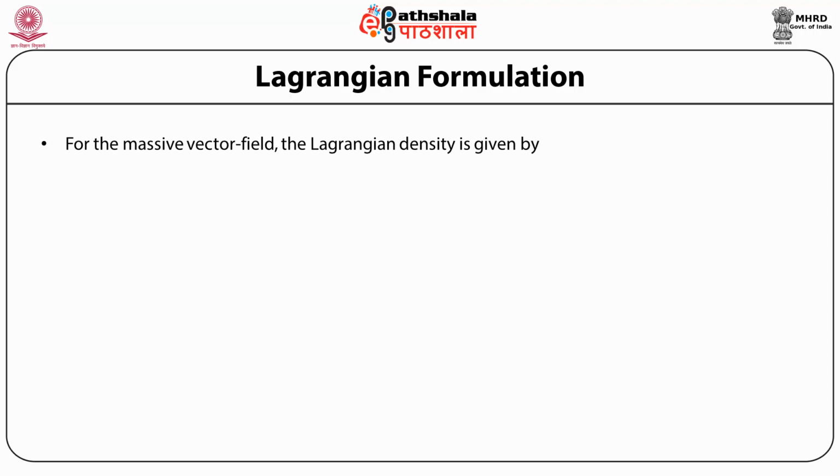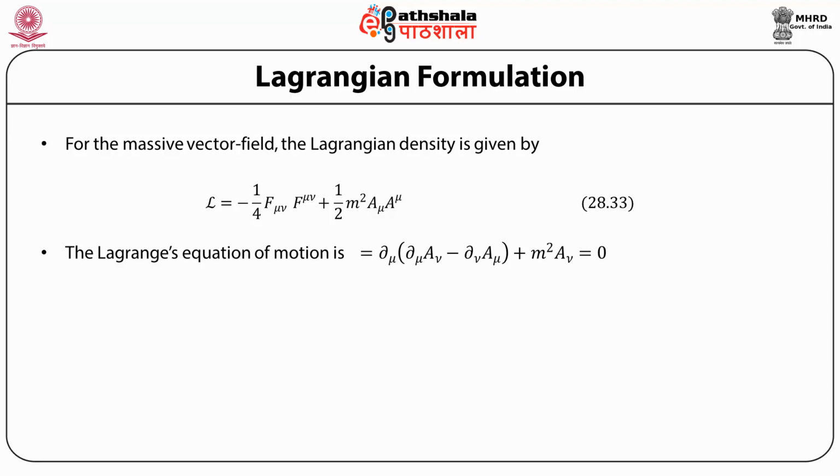For the massive vector field, the Lagrangian density is given by Lagrangian L equals minus 1 by 4 F mu nu contracted with F mu nu plus 1 by 2 m square A mu contracted with A mu. The Lagrange's equation of motion is del mu into, within the brackets, del mu A nu minus del nu A mu, brackets close, plus m square A nu equals 0, or D'Alembert operator plus m square acting on A nu minus del nu del mu A mu equals 0.